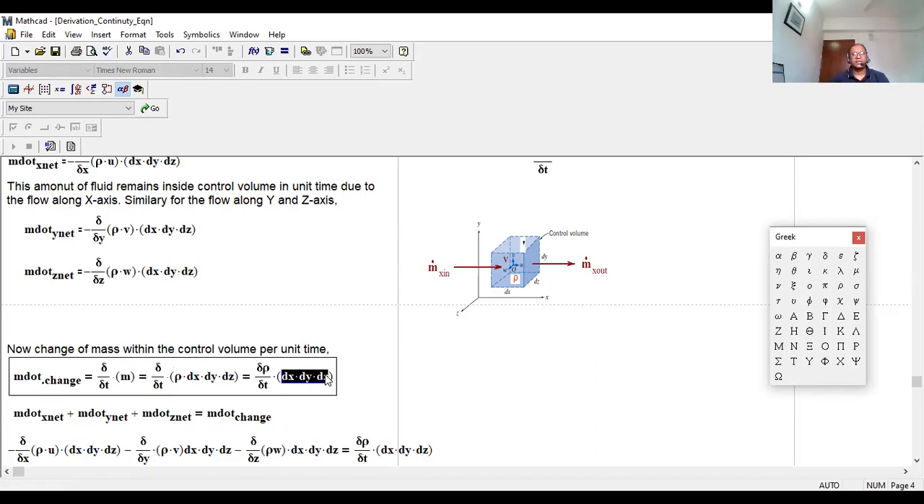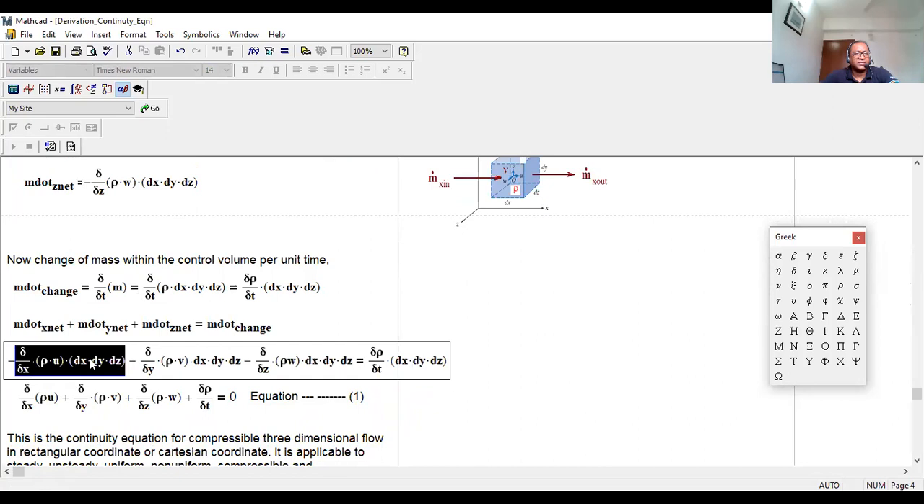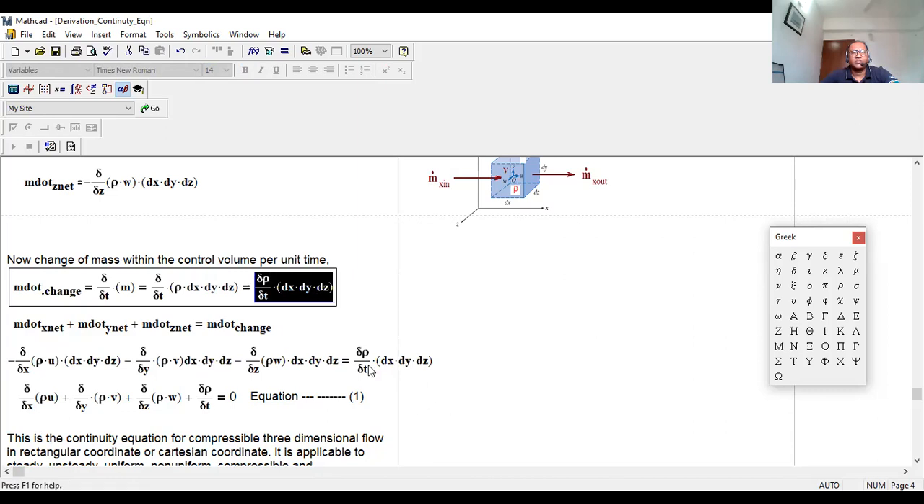Now what do you see? This is the mass increase or decrease inside the control volume. So if I make the summation of m dot net along the x axis, y axis, z axis, that will be equal to this term. Okay, so you see m dot net along x axis, y axis plus z axis equals m dot sense. Now this one we already figured out, minus this term, that means mass deposited into the control volume due to the velocity component u. This one due to the velocity component v, and this one due to the velocity component w, equal to the rate of change of mass right over here.